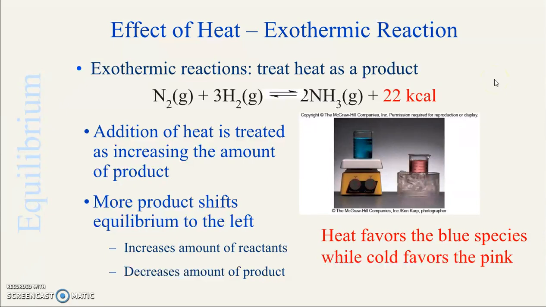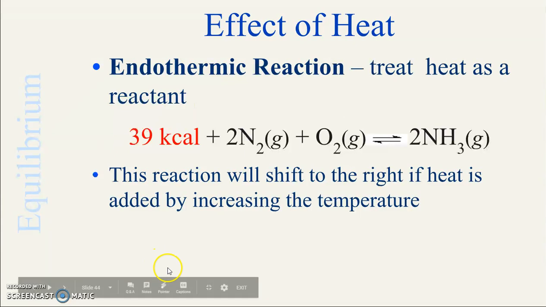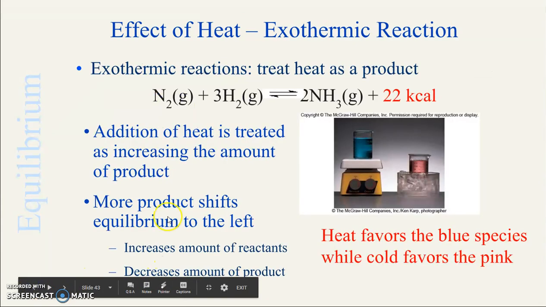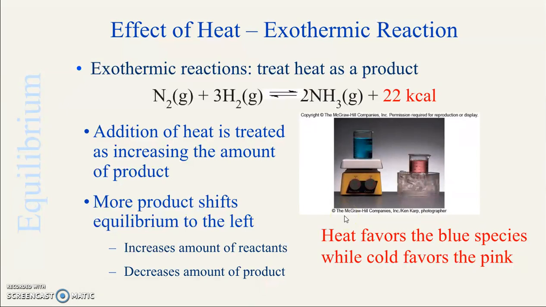Exothermic reactions, we're going to treat heat as a product because remember, heat is given off, so you will sometimes see heat energy listed as a product. So if I add more heat, that's essentially like me increasing a product. So if I add heat, I'm going to push it back to the reactant side. So heat favors, in this case, the blue species. Heat favors the blue species while cold favors the pink. So if I add heat to it, then I favor the reactants, which are blue. And if I take heat away, if I make it cold, then it favors the products.